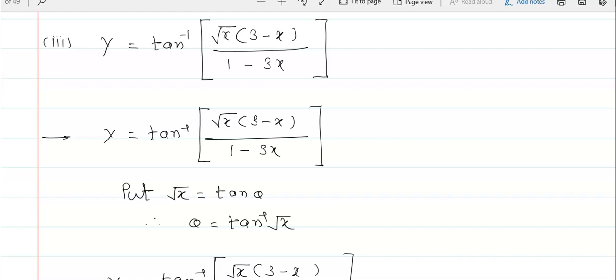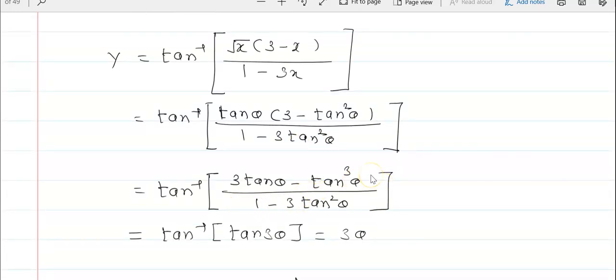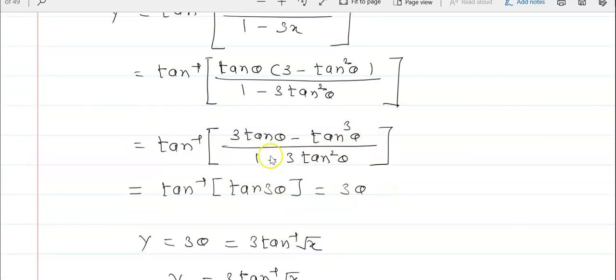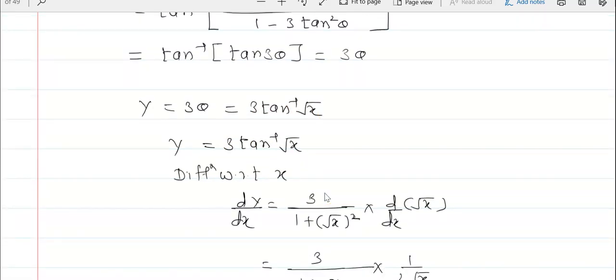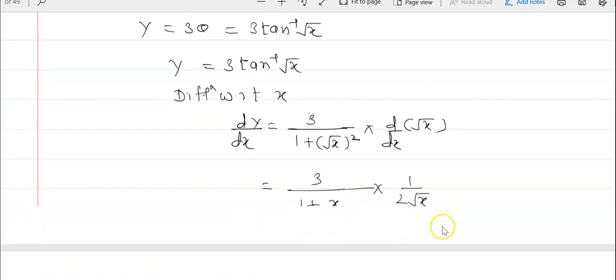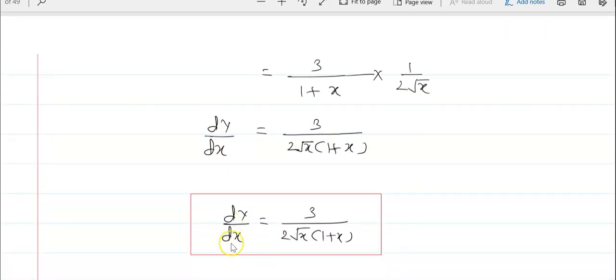Root x is equal to tan theta, theta is equal to tan inverse of root x. y is equal to tan inverse of 3 tan theta minus tan cube theta upon 1 minus 3 tan square theta. This is nothing but the tan of 3 theta. Tan inverse of tan of 3 theta is 3 theta. Theta is the tan inverse of root x. Now differentiate it. You will get dy by dx is equal to 3 upon 1 plus root x bracket square into the derivative of root x, that is 1 upon 2 root x, and overall the answer is dy by dx is equal to 3 upon 2 root x in bracket 1 plus x.